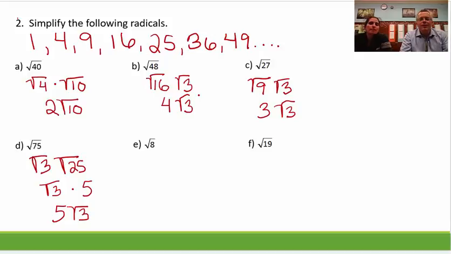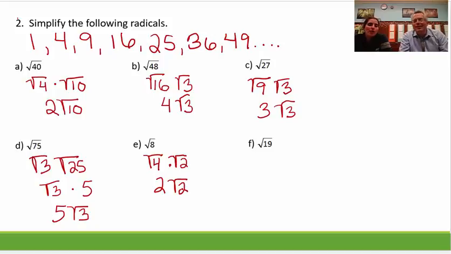All right, 8. What goes into 8? Wow. 1 goes in, but that's not useful. 4 goes in, so we'll do square root of 4 times the square root of 2. And square root of 4 is 2. I'm hoping this brings back lots of memories.